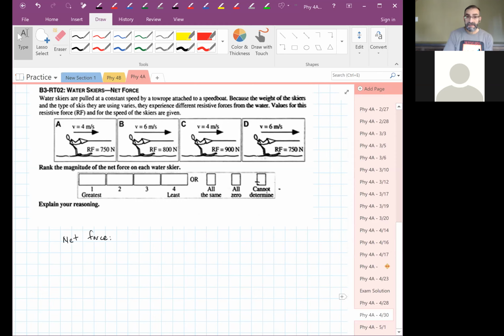So if they're being pulled at constant speed, the acceleration is 0. So the net force has to be 0. Zero for all. Okay? Now, find the tension in the rope.